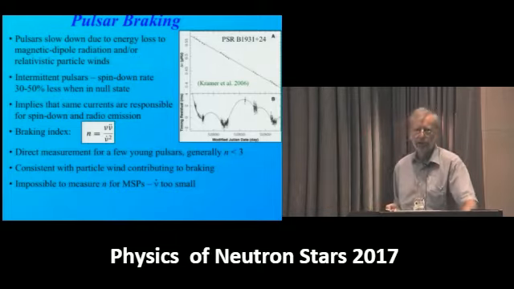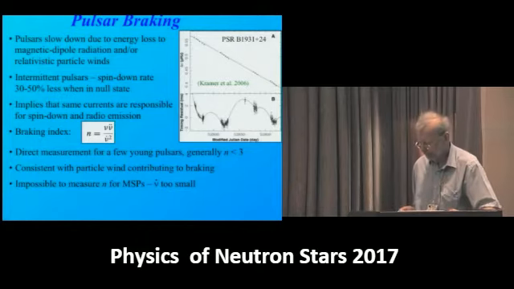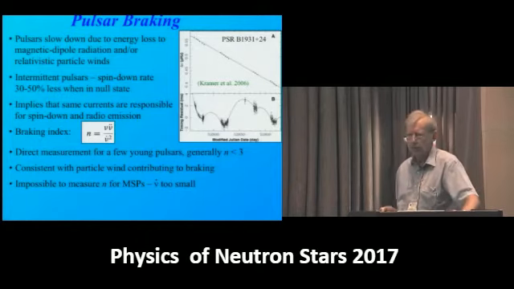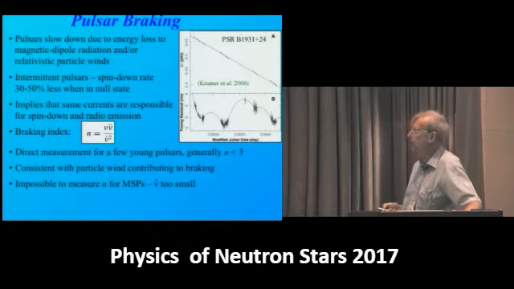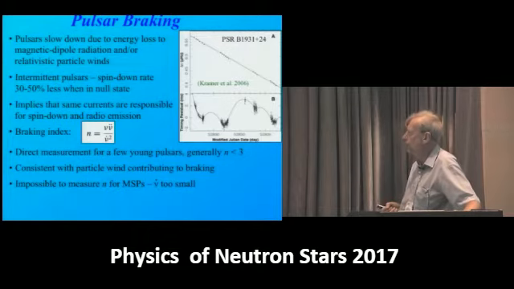But if the braking is largely due to stellar winds, then the braking index is less than 3. And the direct measurement of this braking index for a few young pulsars generally gives values that are somewhat less than 3. So that's consistent with the particle wind contributing to braking.